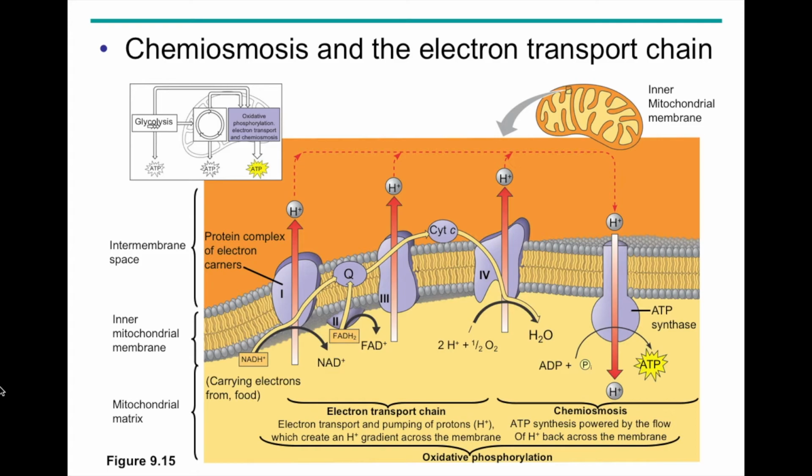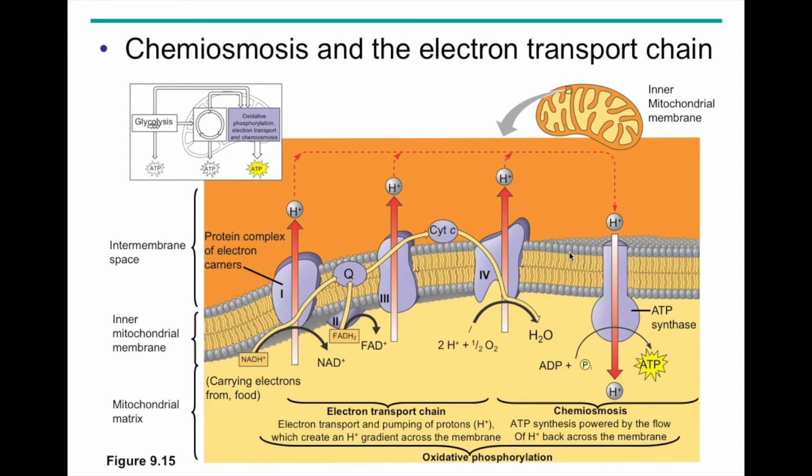So here's another image of our electron transport chain. What's happening here is now we are showing those electrons being donated back. So this first part is going to be the electron transport chain: electron transport and pumping of protons, H+, out of the mitochondria, and then chemiosmosis, which is ATP synthesis powered by the flow of hydrogen plus back into the membrane.